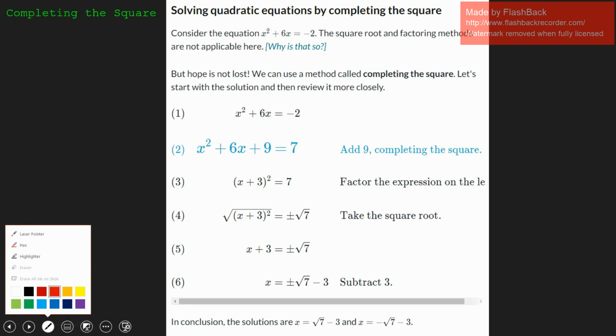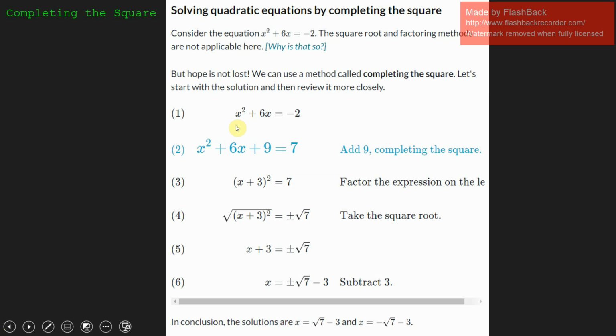So step 1 is isolate the x's. So any term that does not have an x, move it to the other side. So notice that this term obviously has an x in it because it's an x squared, so you're going to leave it on the left side. This term has an x in it, a 6x, so you're going to leave it on the left side as well.